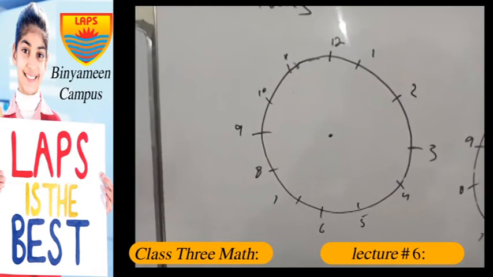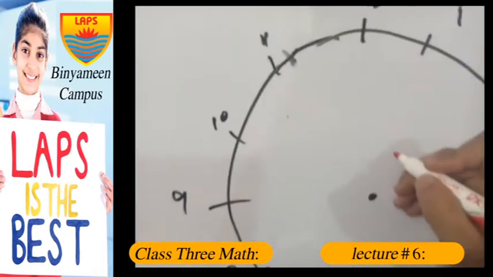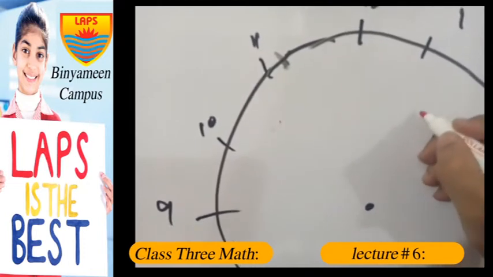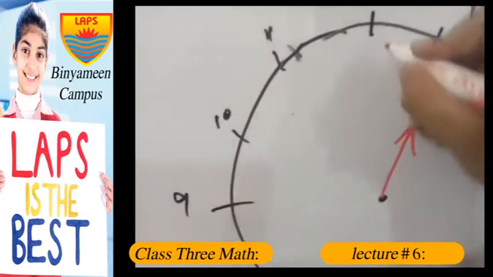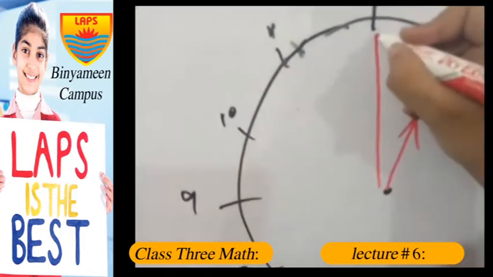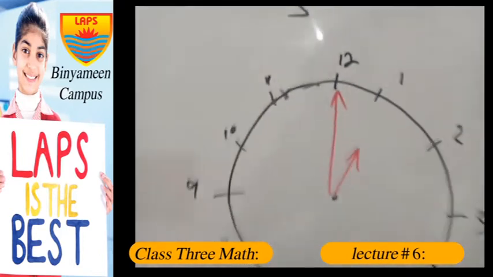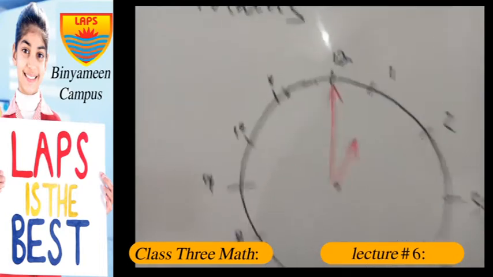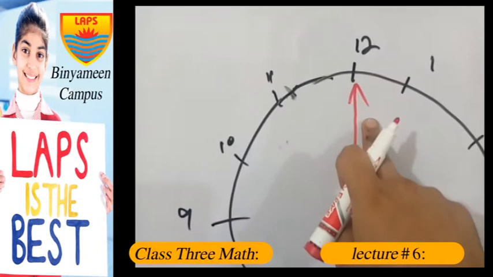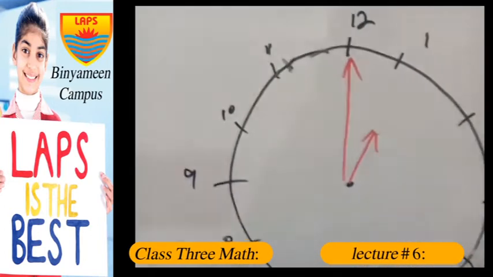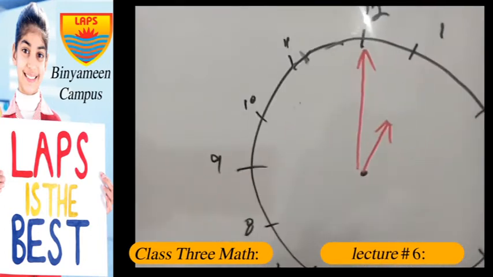For the first one, everyone knows that clocks have two hands. Now if the smaller hand is pointing right towards 1 and the bigger hand, or the minute hand, is at 12. Now whichever digit the smaller hand is pointing to and the bigger hand is on the 12, then the time is, like here, 1 o'clock.